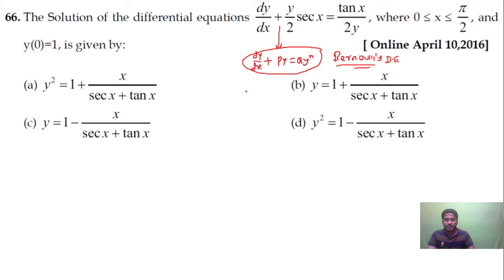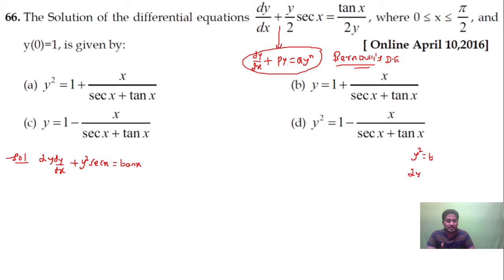So I'm going to cross multiply the 2y. This becomes 2y dy/dx plus, 2 and 2 cancel, you will get y squared sec x equal to tan x. Now I'm going to put y squared equal to t.